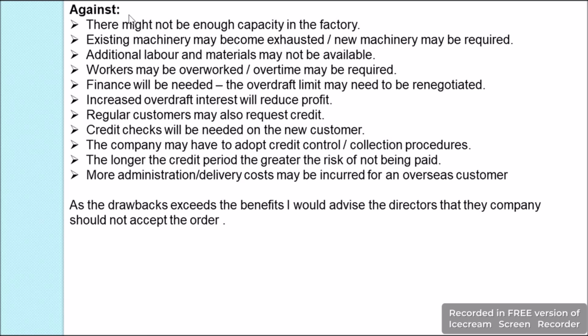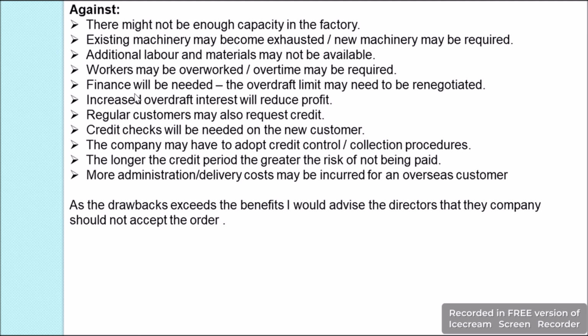There are various drawbacks if they accept the order. That is, they might not have enough capacity in the factory. The existing machines may be overworked, and this may make the machines exhausted, so they may require new machines. They require additional labor as well as material, which may or may not be available. If they want to make the existing laborers work overtime, then they have to pay them overtime wages, which will be a higher rate compared to the normal wages, and this will also increase the cost, as well as this may demotivate the workers as they are working for longer hours. So this may also increase the overall cost of production and reduce the profit.